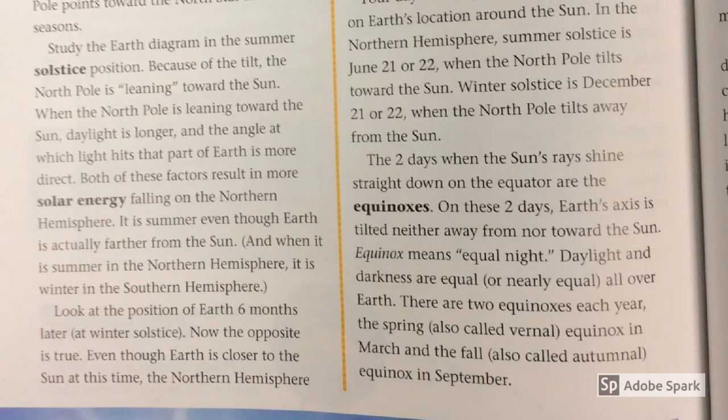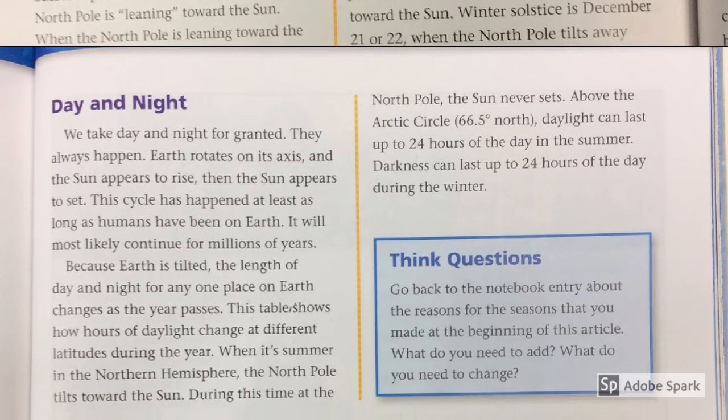The 2 days when the Sun's rays shine straight down on the equator are the equinoxes. On these 2 days, Earth's axis is tilted neither away from nor towards the Sun. Equinox means equal night. Daylight and darkness are equal, all over Earth. There are 2 equinoxes each year, the spring equinox in March and the fall equinox in September.